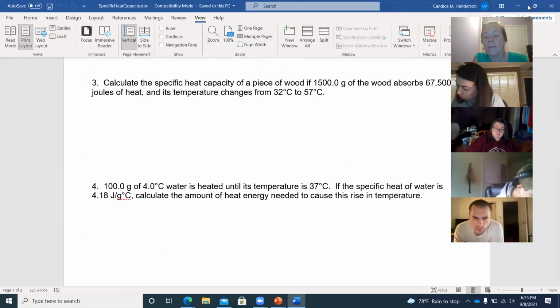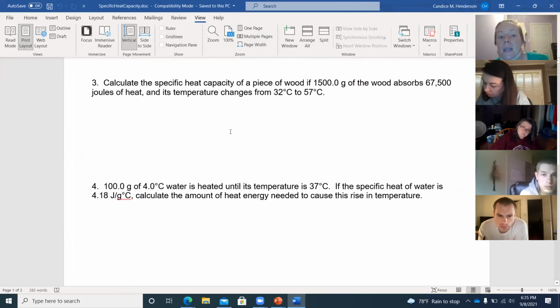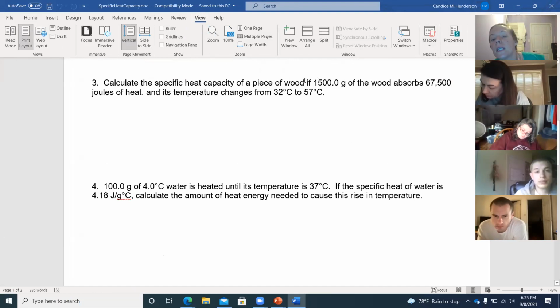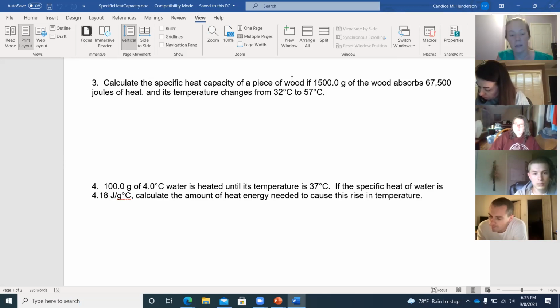Number 3 says calculate the specific heat capacity of a piece of wood if 1,500 grams of the wood absorbs 67,500 joules of heat and its temperature changes from 32 degrees Celsius to 57 degrees Celsius. So you're looking for specific heat in this problem. A little bit different from the last one in that you're solving for a different variable, but it's the same equation. I'll give you all 3-4 minutes to work through that.